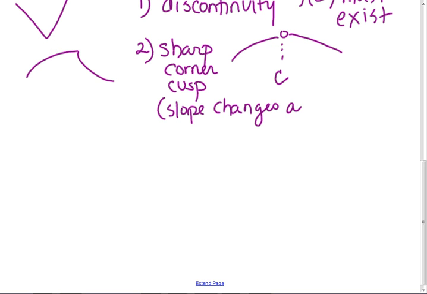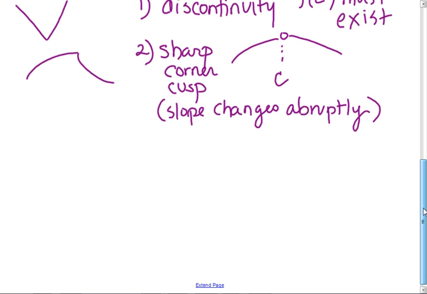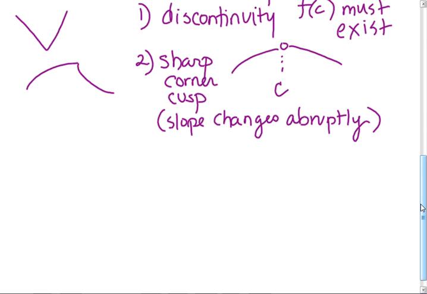Slope changes abruptly. That's like driving your car and you're in reverse and you automatically shift it to forward. What's going to happen if you're going 2 miles per hour backwards and you shift into drive? You're going to ruin your car, right? Your parents will not be happy with you. Okay. See, when you drive a car, your velocity has to go to 0.